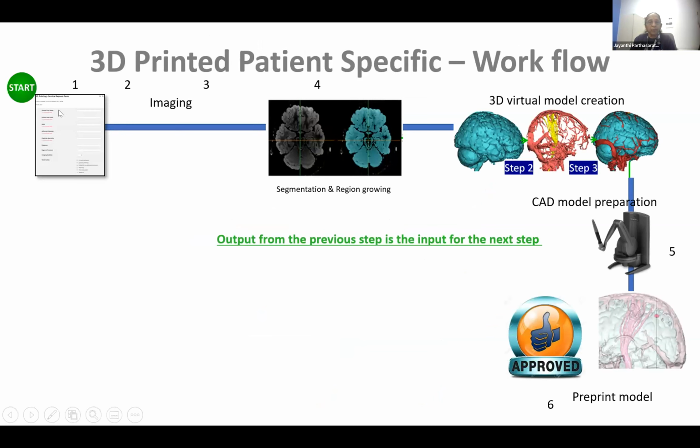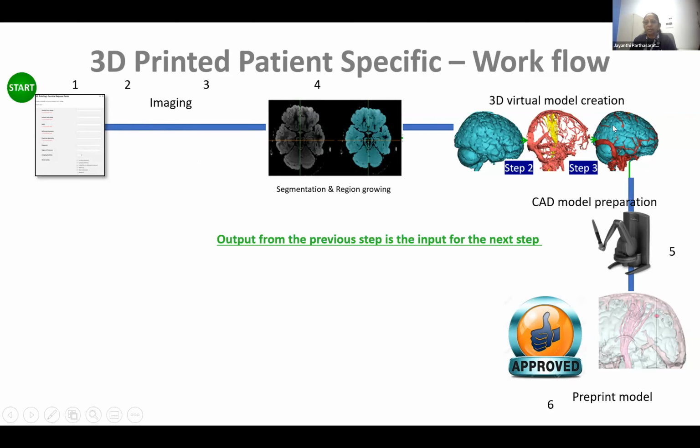Our input data comes either from a REDCap or, if it is a retrospective study. For prospective studies, we go through Epic. So when they order the CT or MR, they have a question whether they need a 3D model that triggers off the process. Which is very helpful after we started with Epic, as we'll see as we move on. Then the imaging happens with the assistance of the radiologist, then we do the segmentation and the region growing, then we create the virtual models.